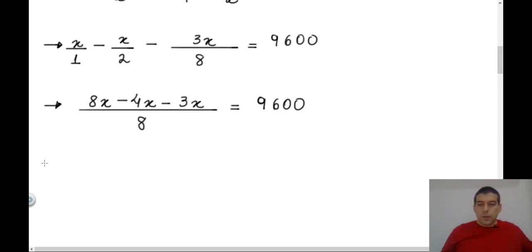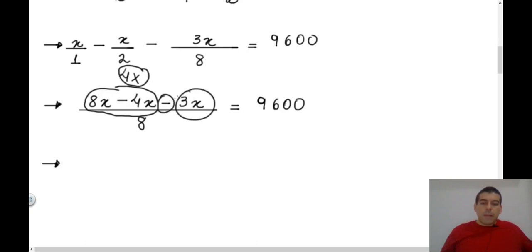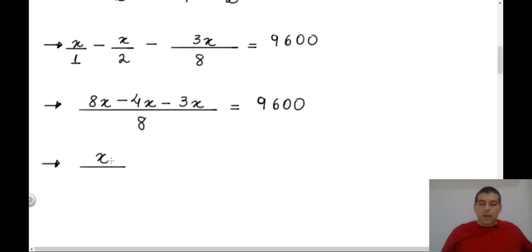Okay. Look, we have here in the numerator 8X minus 4X. This will be equal to 4X. And if I take this 4X and subtract 3X, it will be 4X minus 3X. That will be just X. So in the numerator, I just have X divided by 8 being equal to 9,600. Okay.